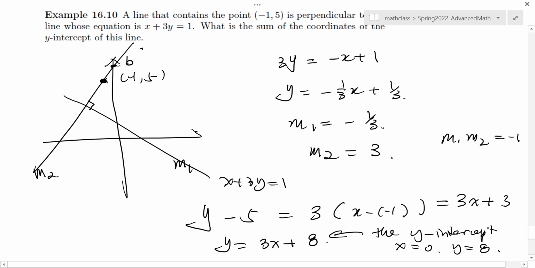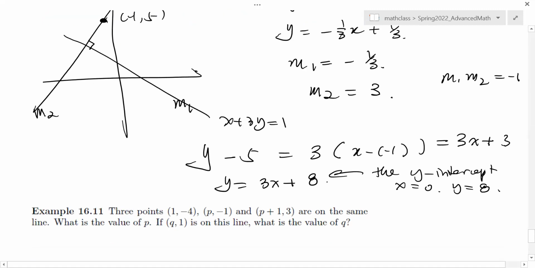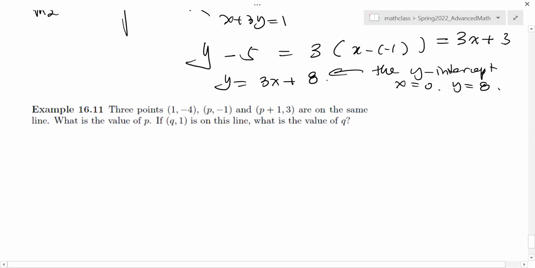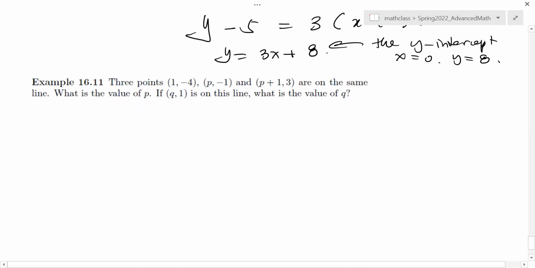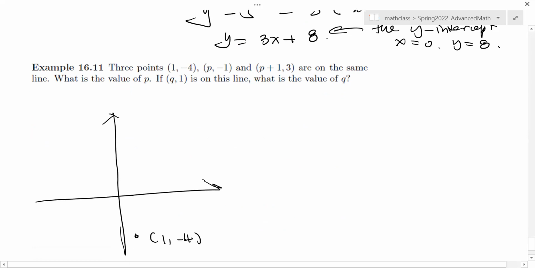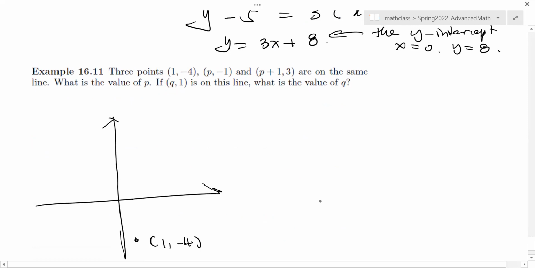All right, so let's try the next problem. Now, the next problem, it's harder to draw the picture because all the points except the first one, it's not clear where they are, right? So (1, -4) is here. And (P, -1), where's the P? Well, we don't know. Somewhere here on this horizontal line, (P, -1), okay?